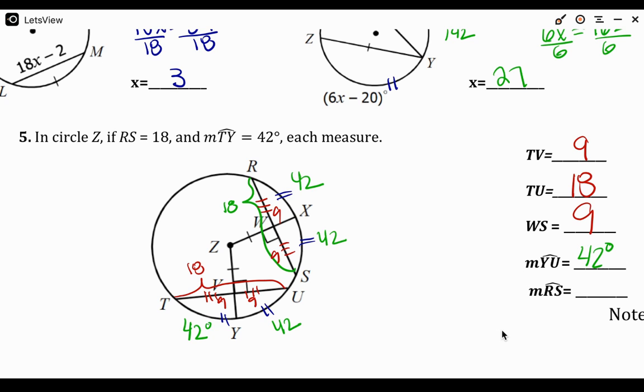Now we want the arc for RS. RS, 42 plus 42 gives us 84. So RS is 84 degrees.